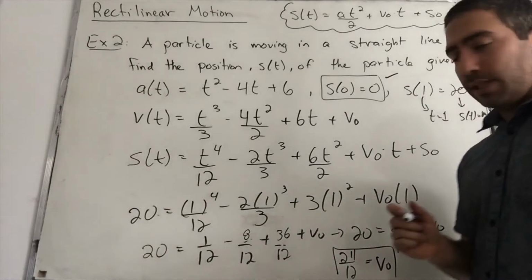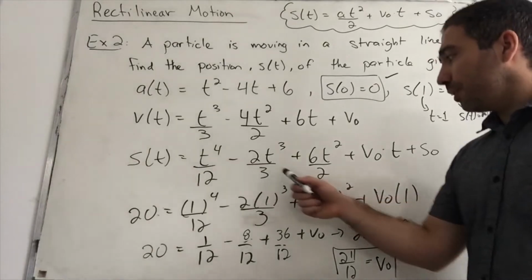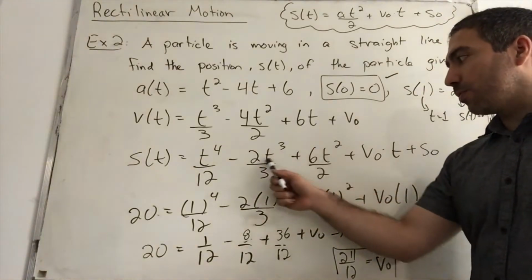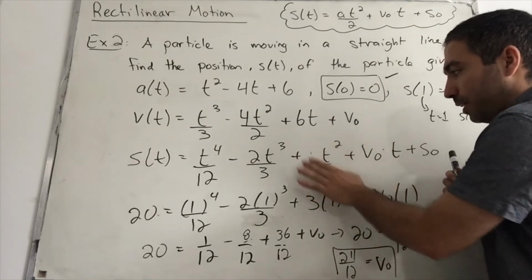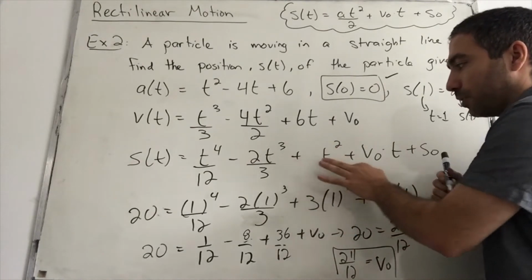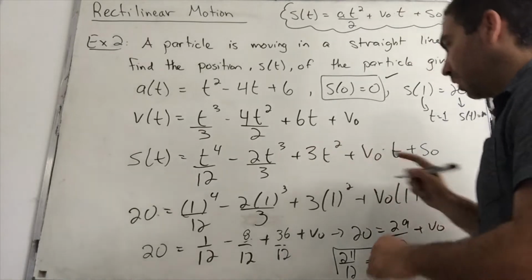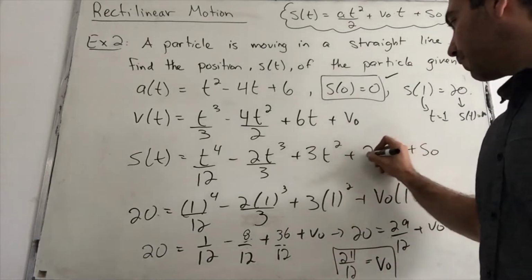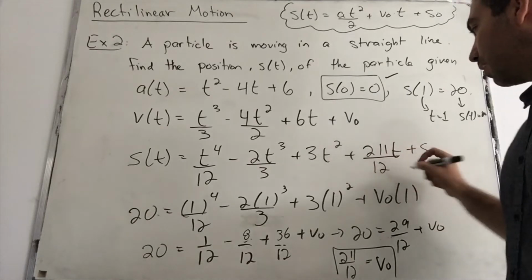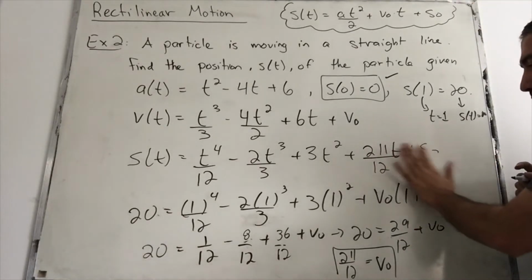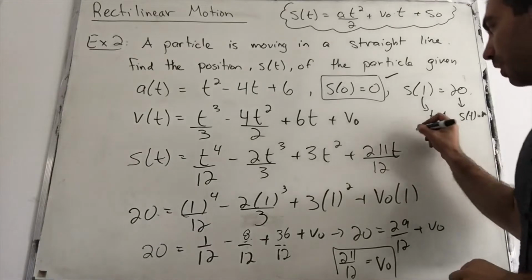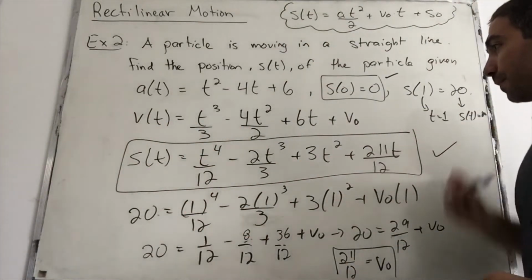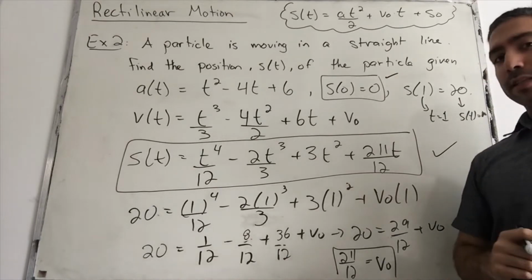Okay, so the position function is t to the 4 over 12 minus 2t cubed over 3 plus 3t squared. 6 divided by 2 is 3. Plus V0, which we just found. V0 is 211 on 12, so 211t on 12. And we know S0 was 0. We solved that before, so this piece is gone. And this is our final answer. Okay. So that's done. Let's keep going.